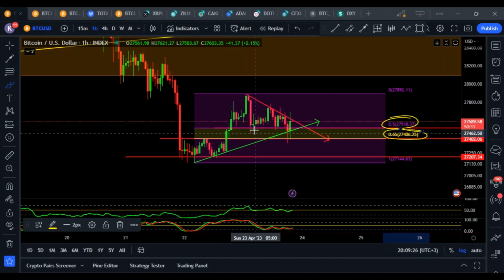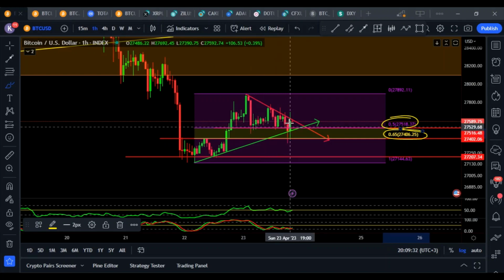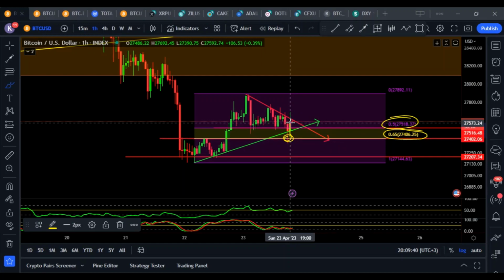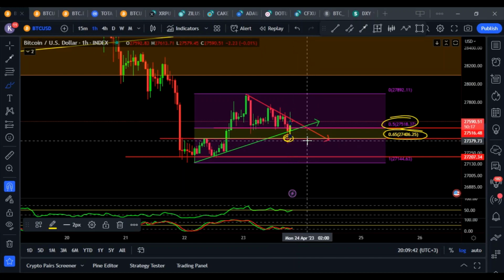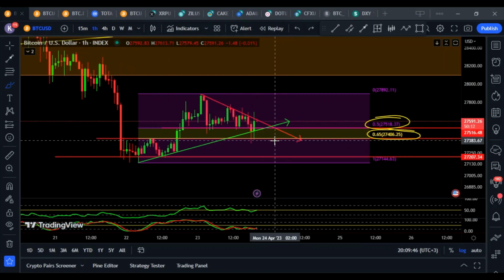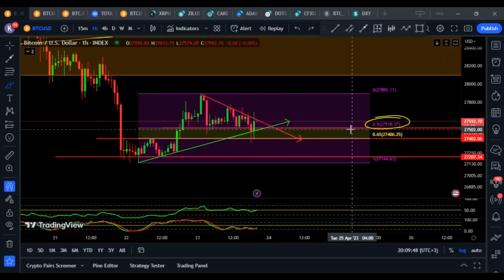So here we wicked into our golden zone, retested, and got supported by the 0.5 all those hours, and dipped deeper into our golden zone, hit our golden pocket, and as soon as we did hit our golden pocket, we slingshot back up into our asymmetrical triangle. So we got accepted into this asymmetrical triangle.